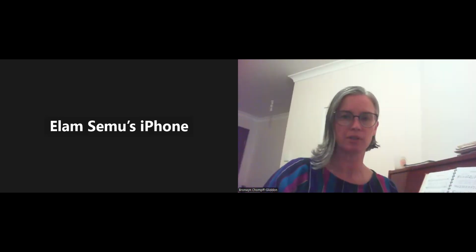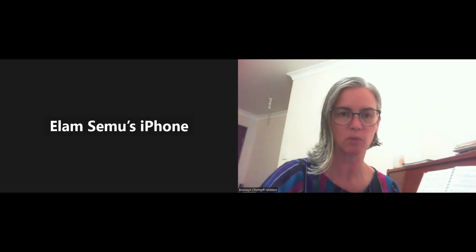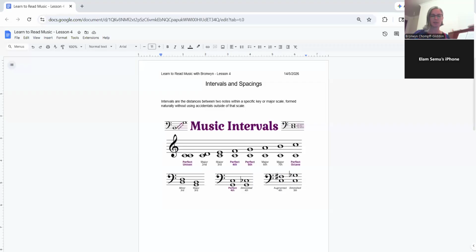There are other technical names, but we don't need to stress too much about what those technical names are. It's perfectly acceptable to just call them by the numerical value. And so that's a third. That C to E is a third. And what I showed you before, that F to A, that is a third.